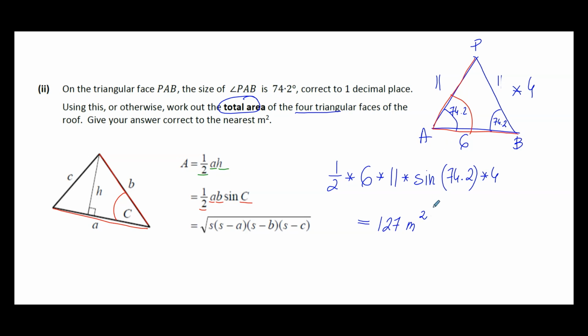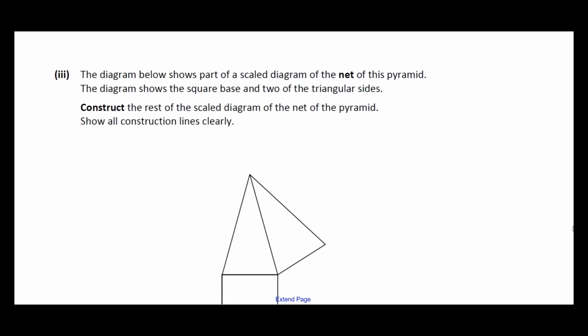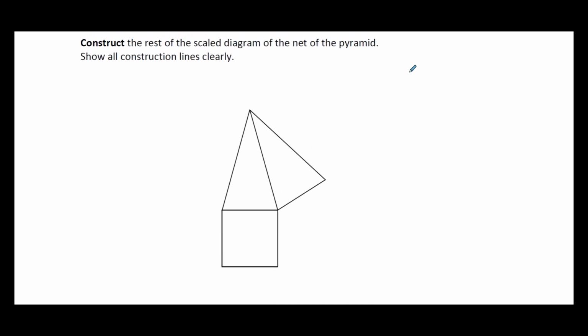Really nice calculation. Now, the next part of this question, a little bit unusual for higher level, but here it was. The diagram below shows part of a scaled diagram of the net of this pyramid. The diagram shows the square base, the 2 of the triangular sides. So we can see that we have the base and triangular sides. What do we need to do? Construct the rest of the scaled diagram of the net of the pyramid. Show all your construction lines clearly.